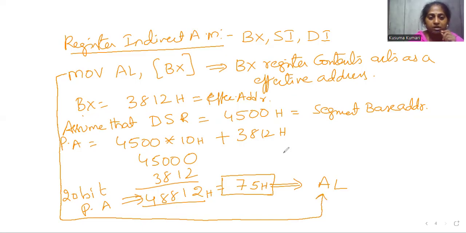This number is transferred to AL, now AL becomes 75. Okay. Here the register indirect addressing mode means the effective address is available in the register, not directly.